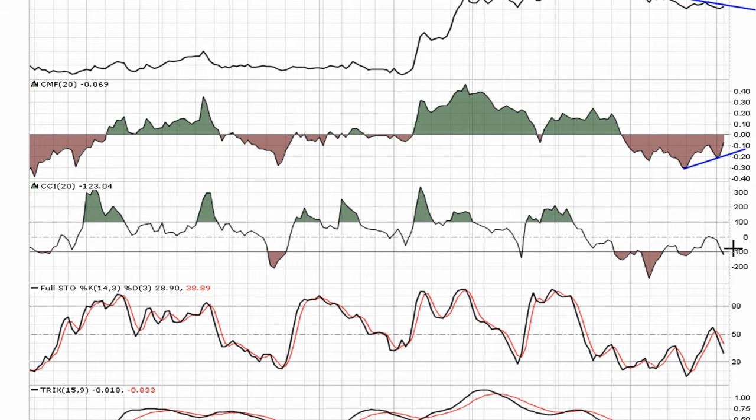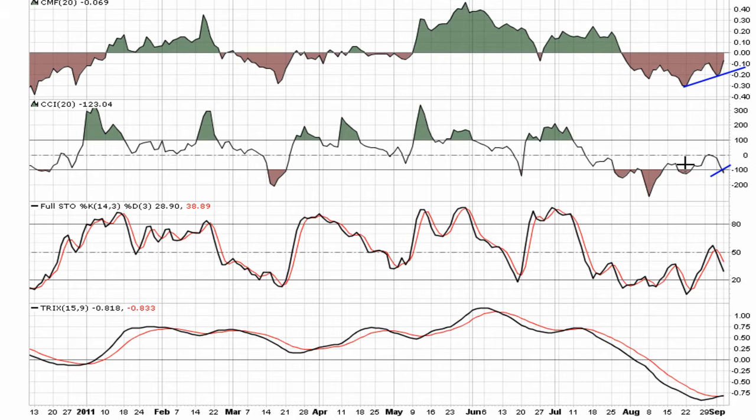CCI breaking through negative 100. Not a great thing to see, but more importantly, can't make its way through zero. That's a key spot we always look for. And the uptrend was broken. MFI, again, difficult time with the upper half.